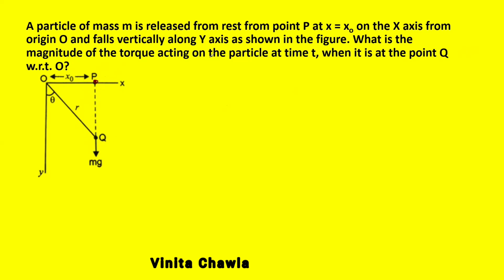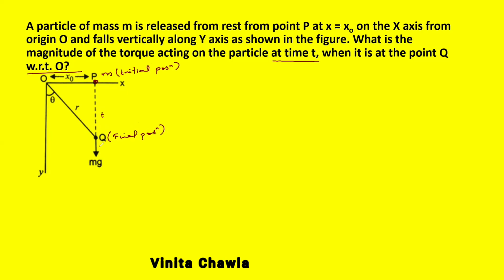So what is the magnitude of the torque acting on the particle at time t when it is at the point Q with respect to O? You can see the distance between O and Q is given. It's small r. And mass of this particle is m. So this is the final position of the particle. This was the initial position. Initially particle was at P. And now after time t, it reaches this point. This is the final position of the particle.